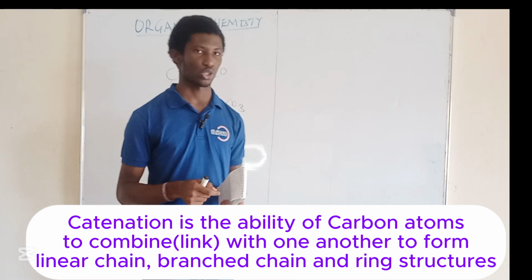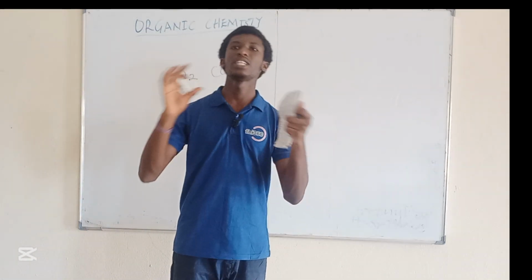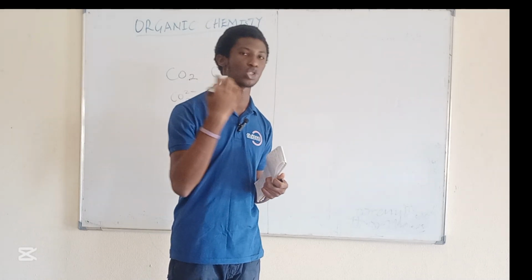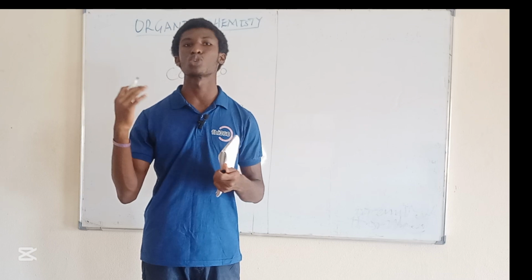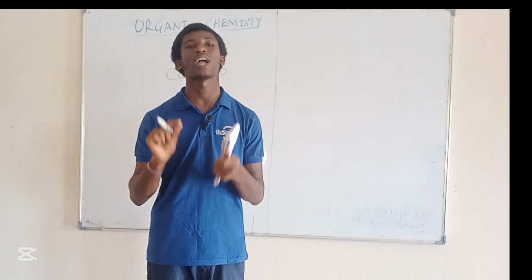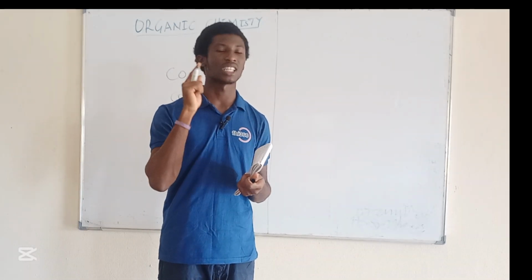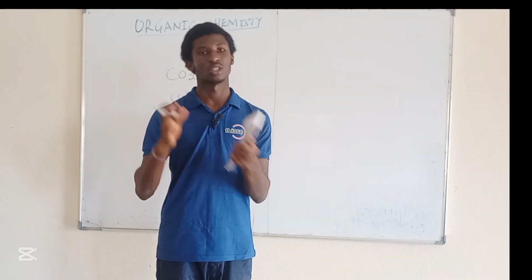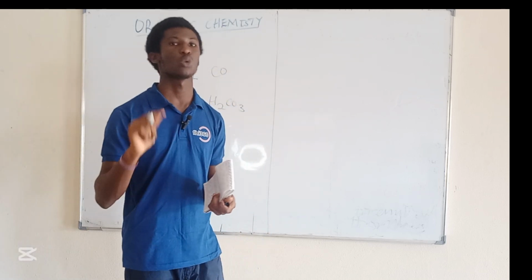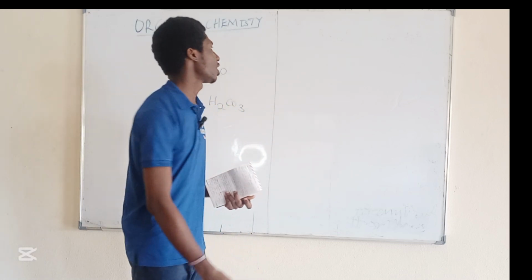What this is trying to say is that in all the elements, there are only a few elements that can catenate, elements like silicon, boron, and phosphorus. But carbon is the only element that is very versatile in catenation. And that is why it is important in organic chemistry. So we said, why is carbon important in organic chemistry? One, due to the exceptional ability of carbon atoms to catenate. What does it mean?